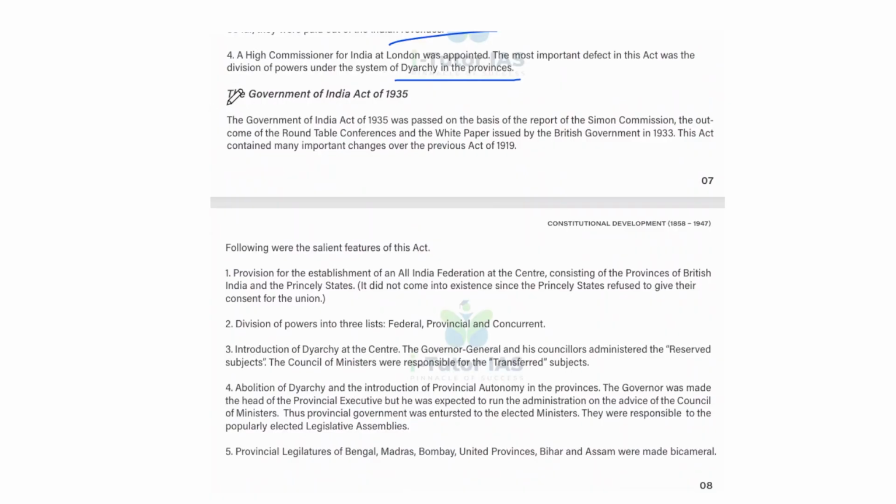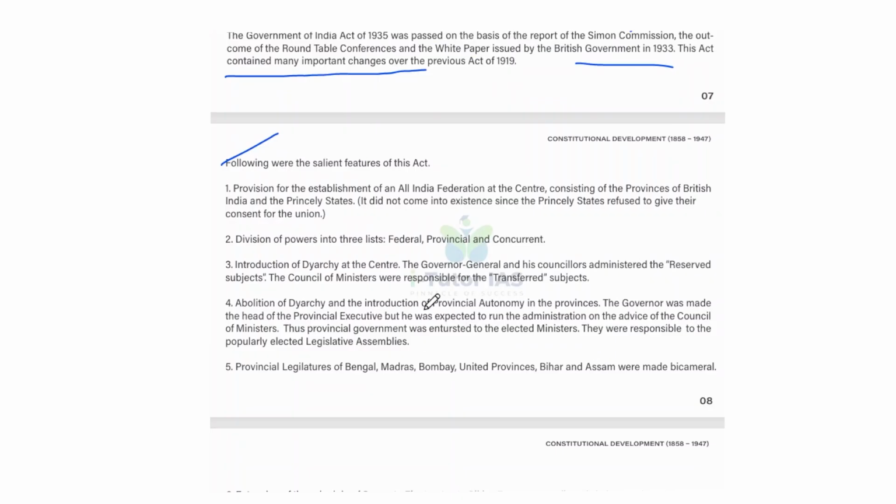And next is the Government of India Act of 1935. Okay, so Government of India Act of 1935 was passed on the basis of the report of the Simon Commission, the outcome of the Round Table Conference, and the White Paper issued by the Government of India in 1933. This act contained many important changes over the previous act of 1919. And the following were the salient features of this act.